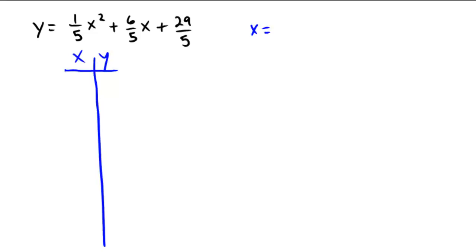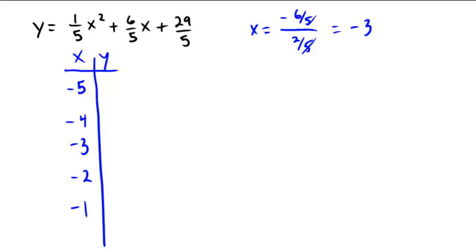X equals negative b, negative 6/5, over 2 times a. So 2 times 1/5 would be 2/5. Negative 6/5 divided by 2/5 is negative 3. So negative 3 is our special middle number. So 2 below and 2 above. And let's go plot this into the calculator so we can see.